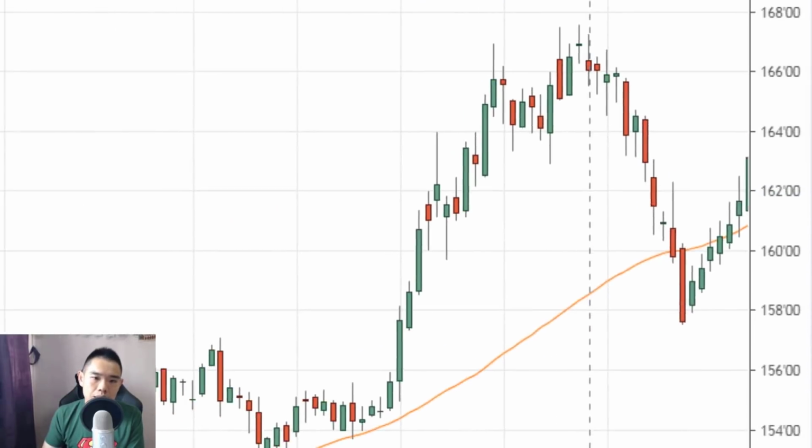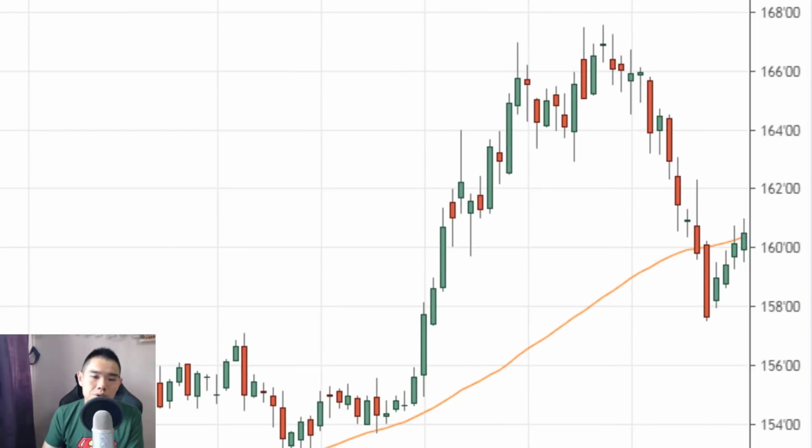However, let's think about this. Let's say you are a patient trader. You let the market come to you. You trade near an area of value. Now, can you see your stop loss now is much tighter? And it greatly improves your risk to reward. Makes sense? So this is an important tip.